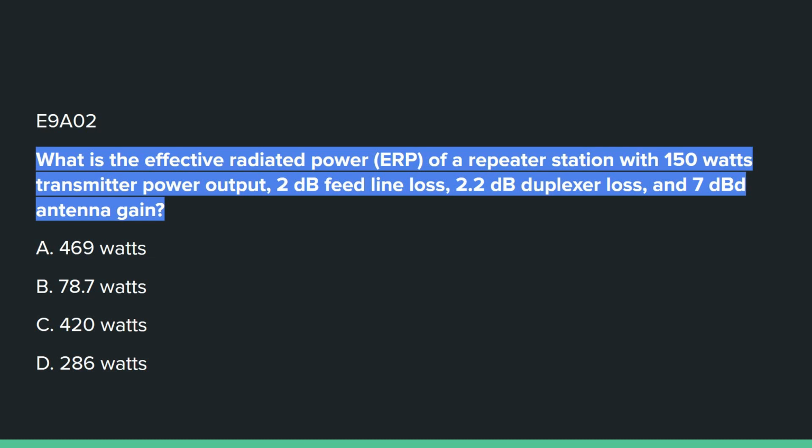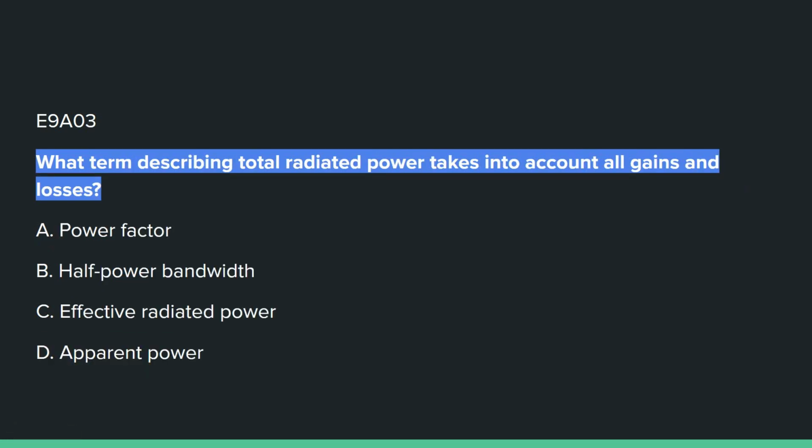E9A02 says, what is the effective radiated power of a repeater station with 150 watts transmitter power output, 2 dB feed line loss, 2.2 dB duplexer loss, and 7 dBd antenna gain? It is D, 286 watts. E9A03, what term describing the total radiated power takes into account all gains and losses? C, effective radiated power.